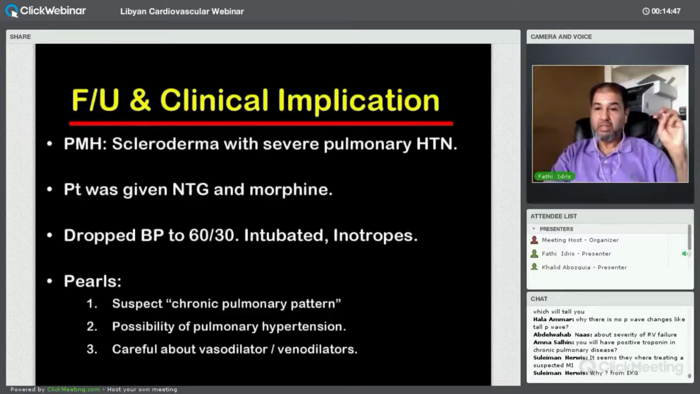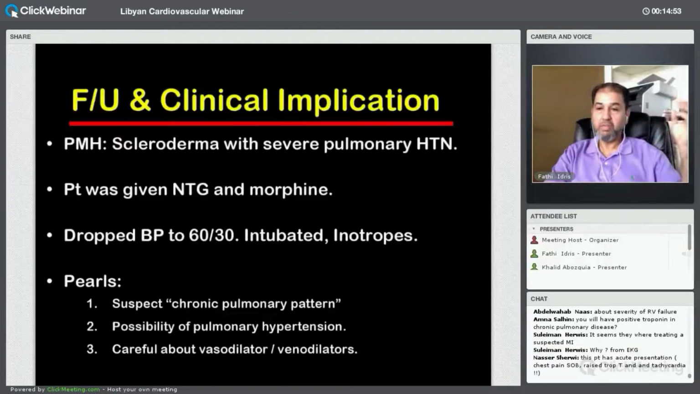It seems they were treating as suspected MI. That's true, Dr. Suleiman. They suspected MI because of the positive troponin, chest pain, and these EKG changes. This patient was treated as an MI, unfortunately. This was an acute presentation: chest pain, shortness of breath, troponin, and tachycardia. So Dr. Nasser Shrawi answered that. Any more questions about this case before we move to the next one?